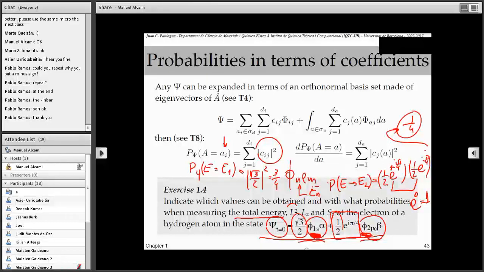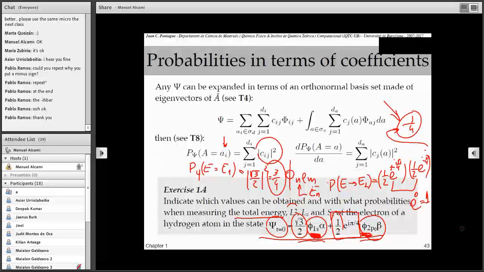Of course, it would be unnecessary to do this calculation because here we have only two terms that correspond to energies E1 and E2. So according to the postulate, we can only obtain two results when measuring the energy, E1 and E2. And if the probability for E1 is 3/4 and the sum of the probabilities must be 1, it's clear that the probability of obtaining the other one should be 1/4.